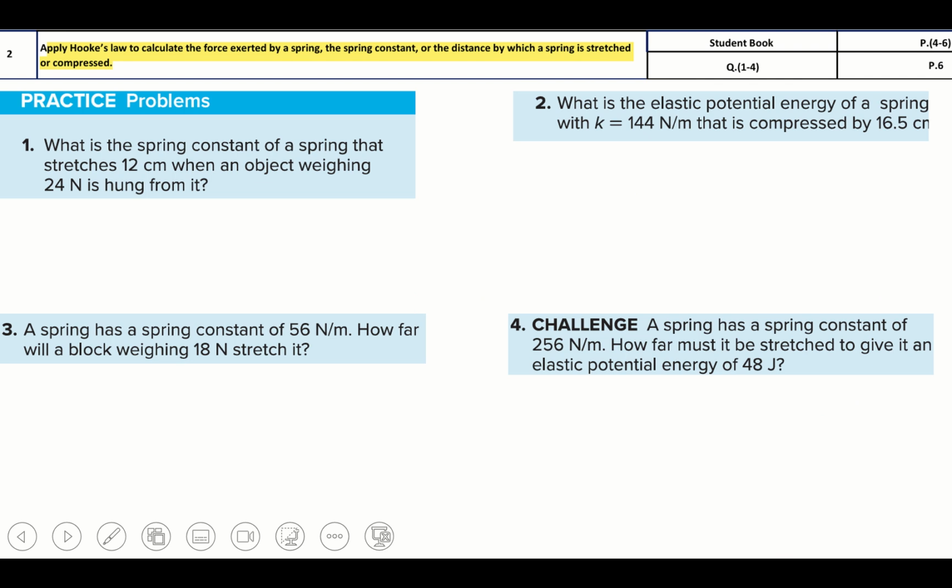Let's see the questions. Question 1. What is the spring constant of a spring that stretches 12 centimeters when an object weighing 24 newtons is hung from it? So here, given is the stretch, symbolized by X, and given also is the force, the spring force Fs. And the unknown, as you can see, is the spring constant K. How much is K?